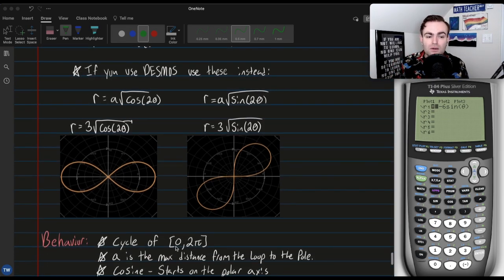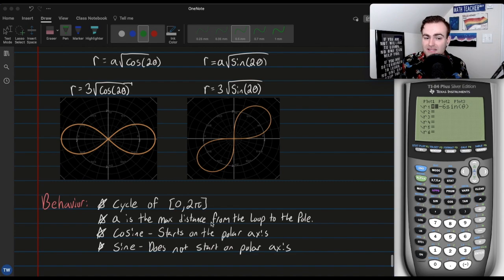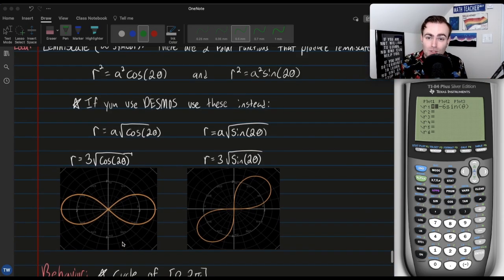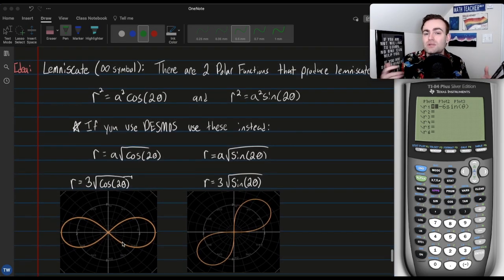Their cycles are 0 to 2 pi. a is the max distance. And again, what I said before, you can think of these as roses with 2 petals, which you can't do with normal rose curves. So that's where you get that infinity from.